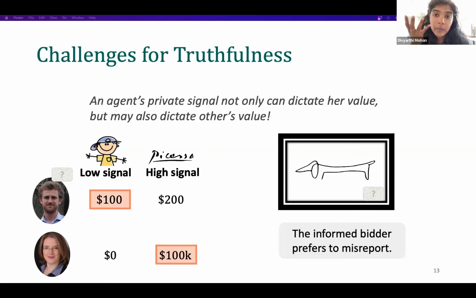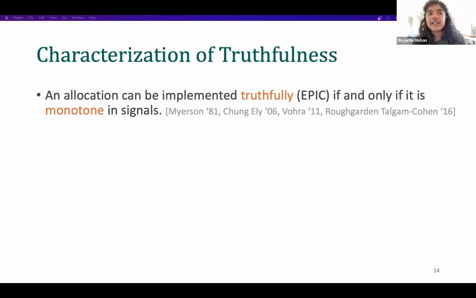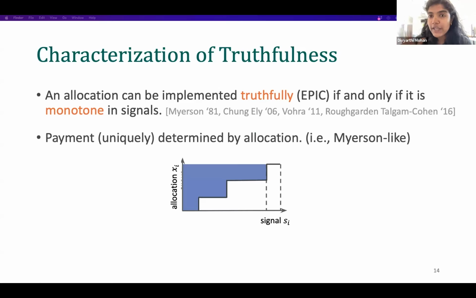But it turns out there is, again, a very nice characterization in this setting for the single item auctions case, where all we need to ensure is monotonicity in signals. So an allocation can be implemented truthfully in the ex post incentive compatible way, if and only if it is monotone, non-decreasing in the signals of the agents. Okay, and again, we can have uniquely determined payments that make sure that we can implement this allocation truthfully, and they are pretty much Myerson-like payments.